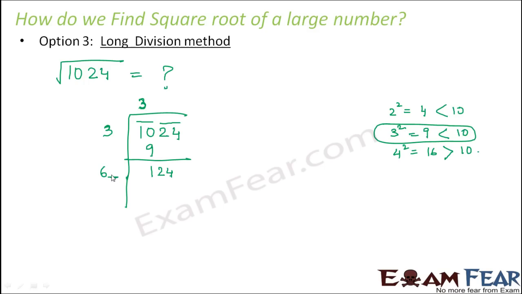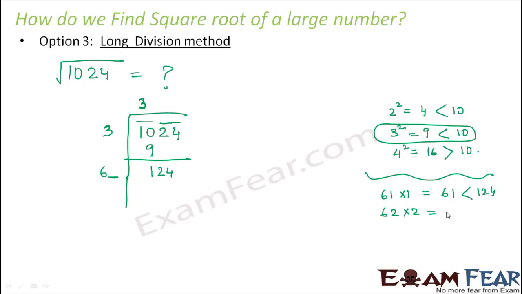Once you have done this, you try to fill this blank with a digit which, when multiplied with this number, gives you a value that is either equal to 124 or less than 124. For example, if you assume that the digit will be 1, then this number will be 61. 61 multiplied by 1 is 61, which is less than 124. If you assume that this blank will be 2, then 62 into 2, because you have to multiply with the same digit.